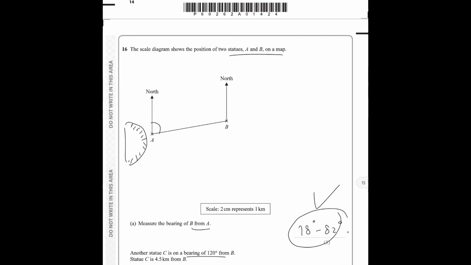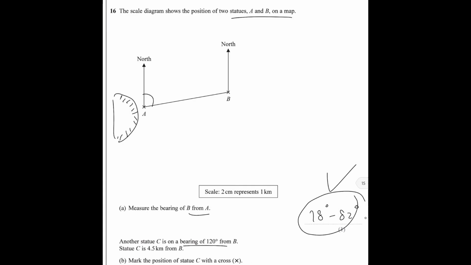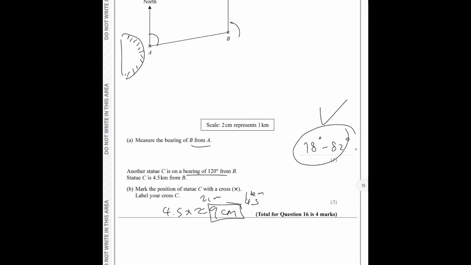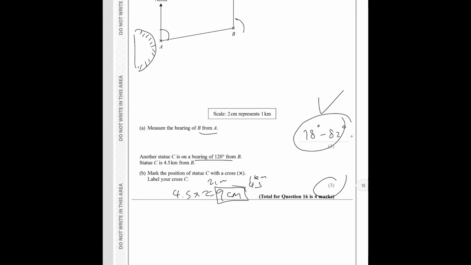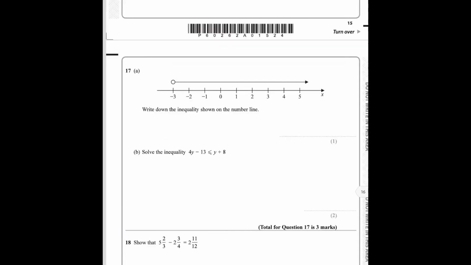Another statue C is on a bearing from B. So we know that it could be from B itself, and you have to draw a diagram maybe. You have to take the protractor and measure from B and draw some C line depending on your calculation, and you can use a scale. Since the protractor is not here digitally, it's a bit challenging to do, but you should have approximately 4.5 times 2, which should give you a distance of about 9 centimeters. So 9 centimeters should be the value, but you have to mark it in the correct position. So X should be in the correct position. This is for 3 marks.